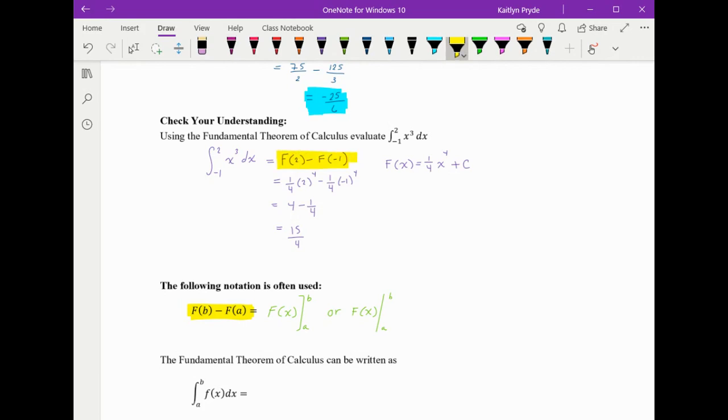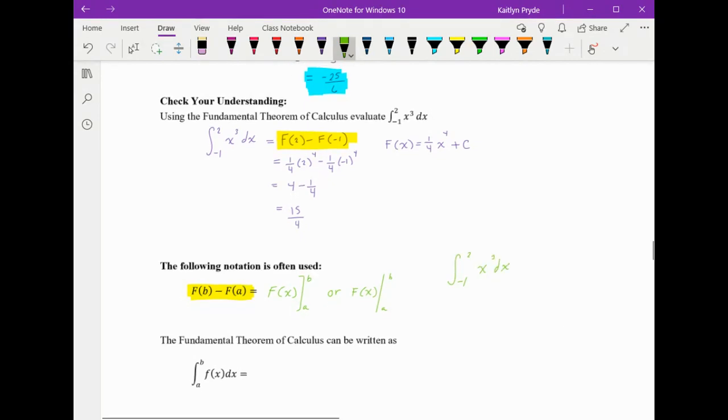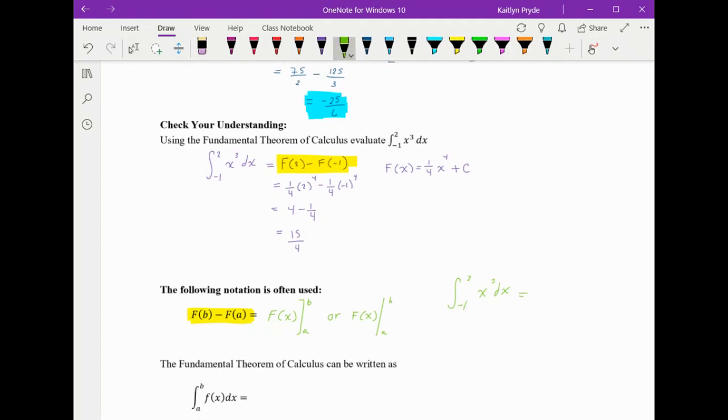So I'm basically going to do the above problem, just written in a little bit different notation. So here, we're going to start with the integral from -1 to 2 of x cubed dx. Now, what this is allowing us to do is write the antiderivative. So if I write the antiderivative of x cubed, I end up with 1/4 x to the 4th, right? Which is what you did right here.